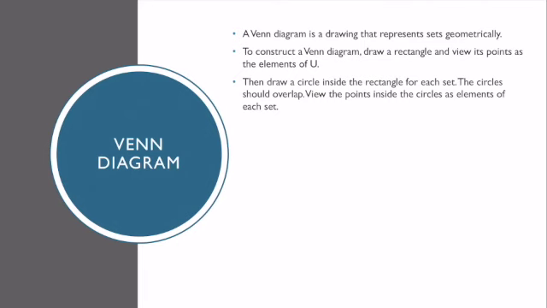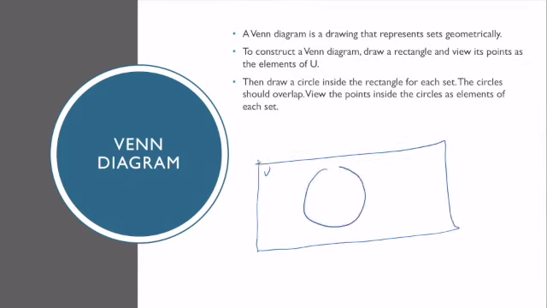So you're going to have a Venn diagram. Here's your universal set. You're going to have two sets that overlap. So just like in the last example, we had 112 in the middle for S and T.